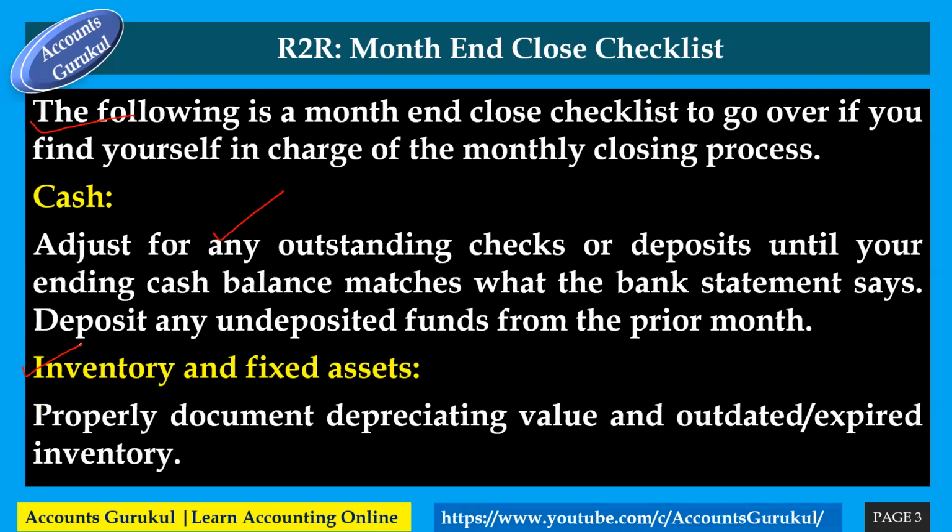Properly document depreciating value and audit expired inventory. So we have to keep all the documents related to fixed assets, such as the additions we are making, and we have to ensure that we are depreciating the value as per the company policy. And related to inventory, we have to keep track of audited and expired inventory to have provisions in the books when we are closing the month.